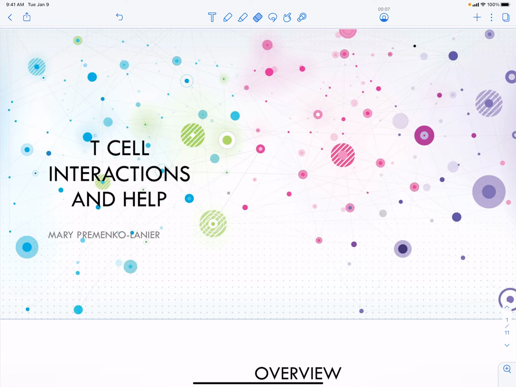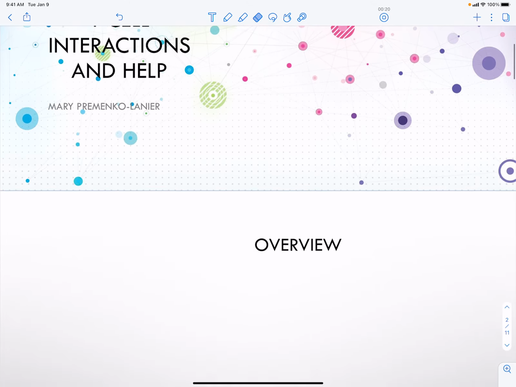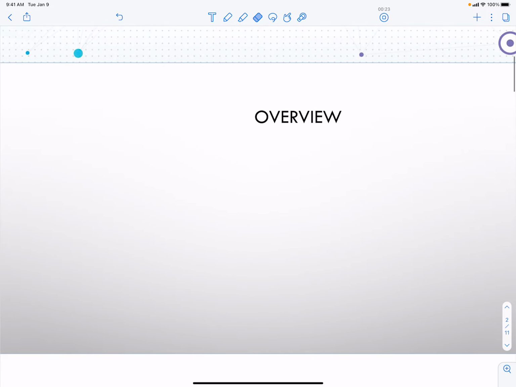Okay, so now that we know how T cells are activated and how B cells are activated, we're now just going to discuss interactions of T cells and B cells, or T cells and other immune cells. And so, just as a general overview, we have T cell help for B cells, and we have T cell help for other T cells.